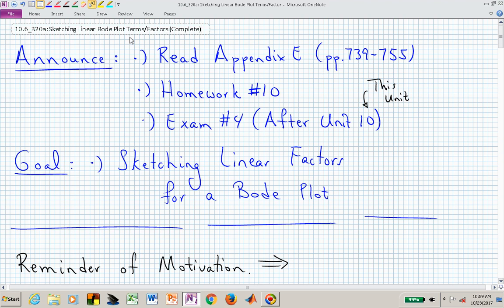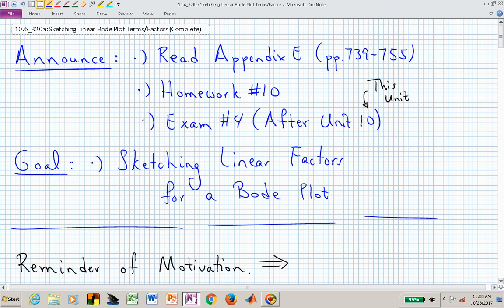We are in Unit 10, and that means we're doing Bode plots, which are covered in Appendix E, and homework number 10 will be due at the end of this unit. We're breaking down the process of sketching straight line approximations for Bode plots, or finding frequency response information for a transfer function. In this video, we're going to look at linear factors.